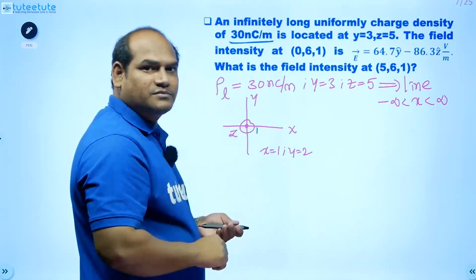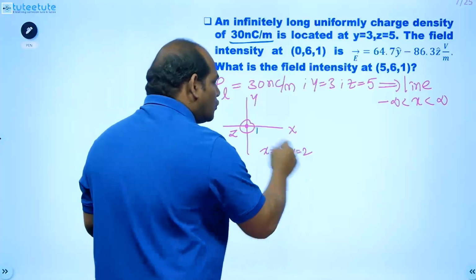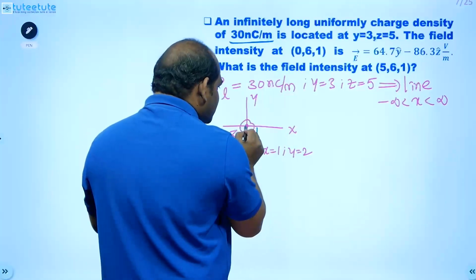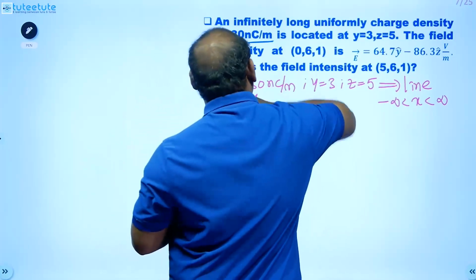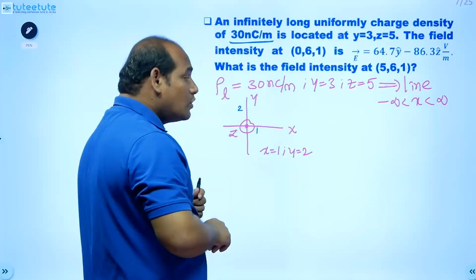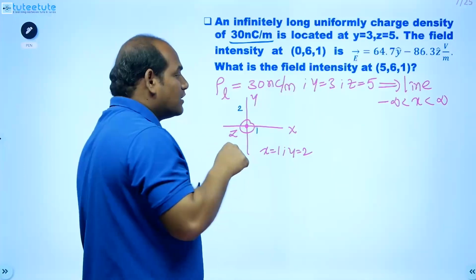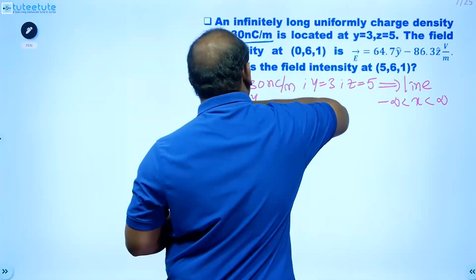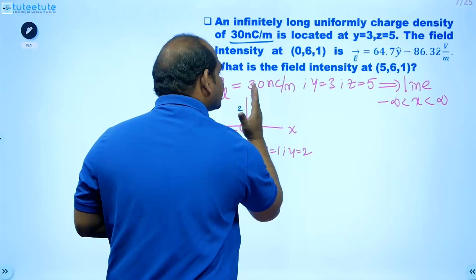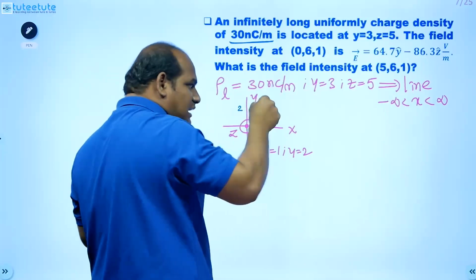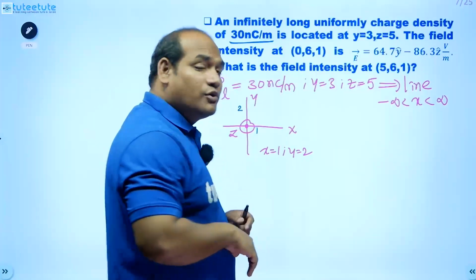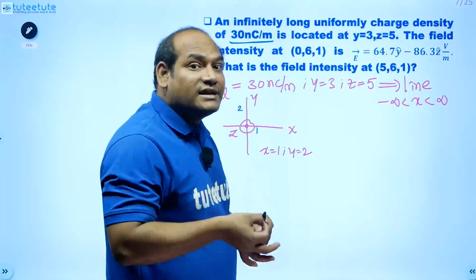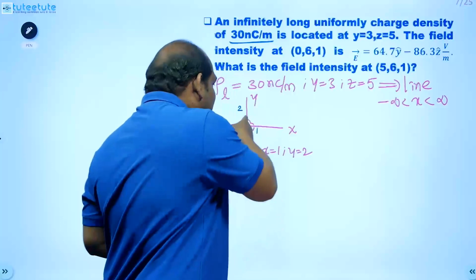Now y is equal to 2. This is y is equal to 2, which is parallel to the xz plane. This is y is equal to 2, this is x is equal to 1. The intersection of these two will give one line like this. That line is actually parallel to the z-axis.